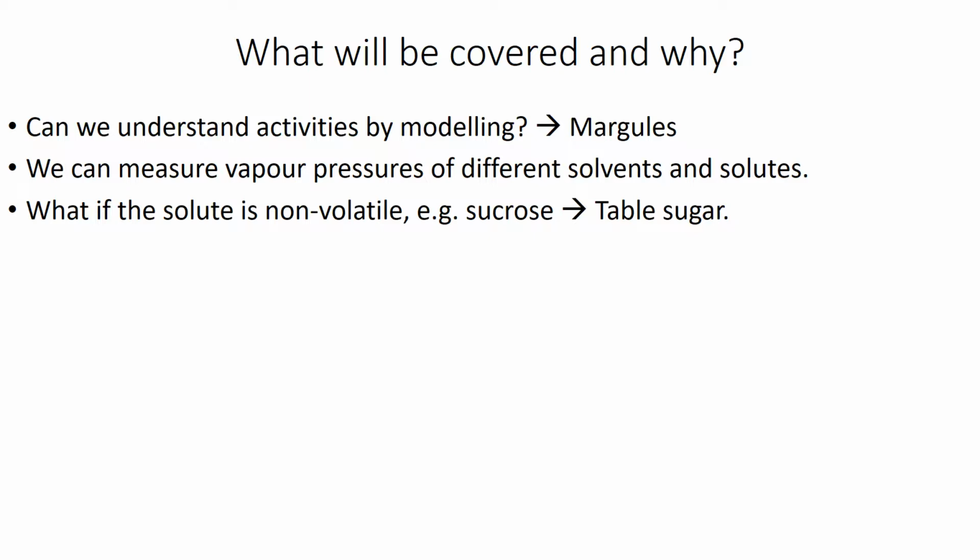The second thing we will deal with is a very interesting problem. So far we have discussed measuring the vapor pressure of different solvents and solutes in order to obtain activities. What happens if your solute is non-volatile? For example, if you've got sugar or sucrose and you dissolve it into water, the sucrose is not going to have a vapor pressure. What do you do then?